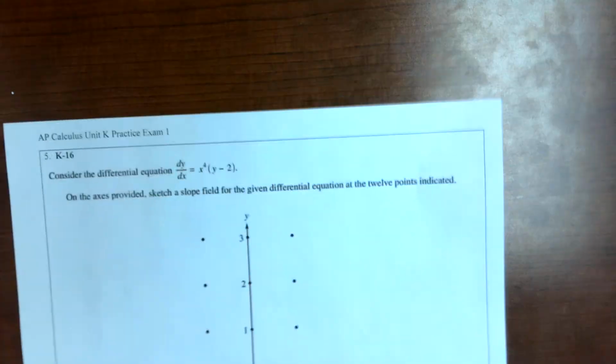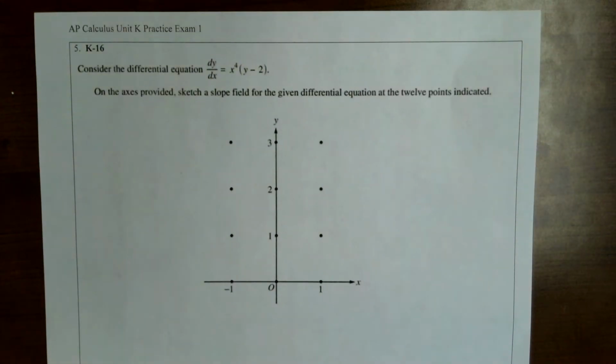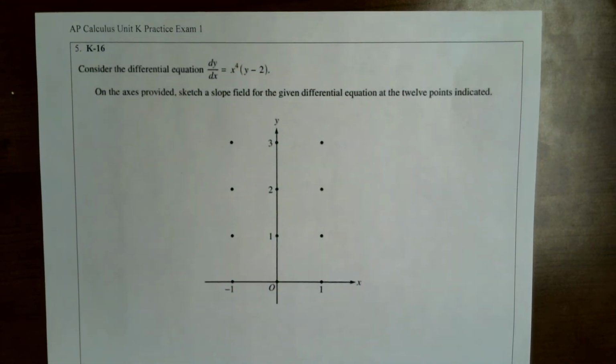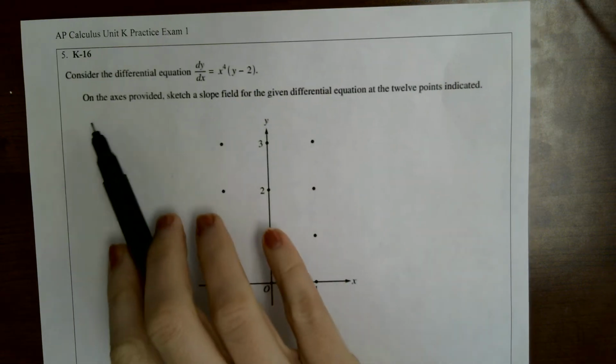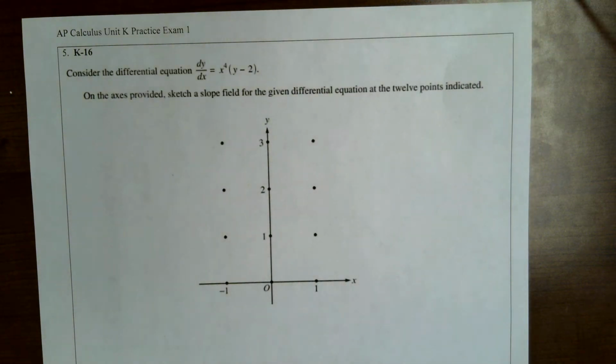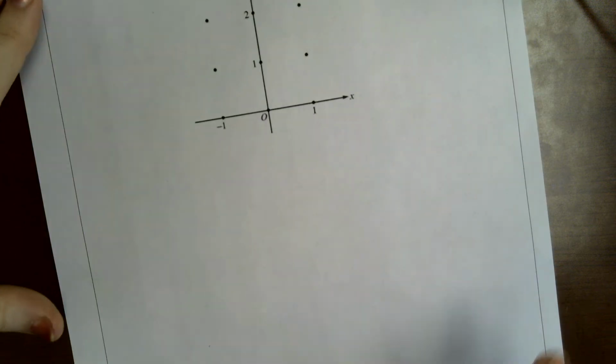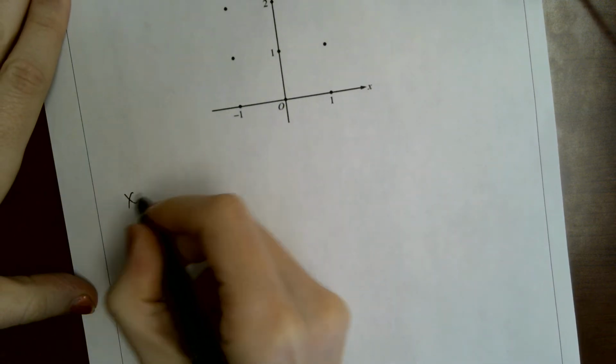Okay, so now number 5, you're going to do a slope field. Something called a slope field. So consider the differential equation that is right there. On the axes provided, sketch a slope field for the given differential equation at the 12 points indicated. So we've got 12 points that we've got to find little slopes for.